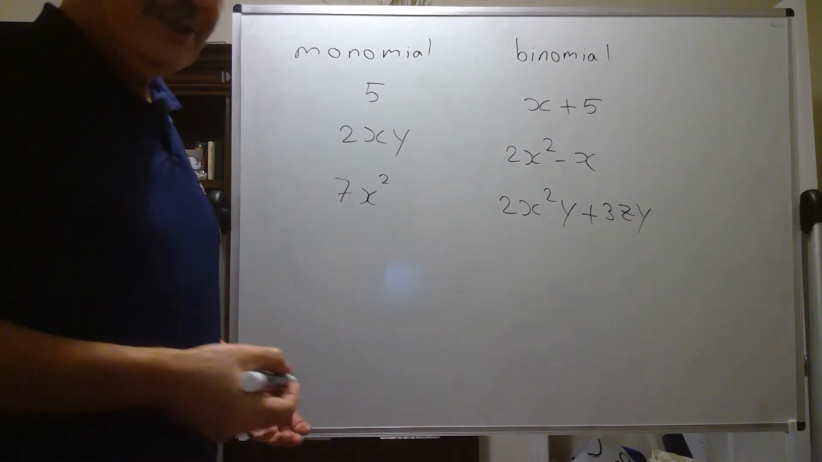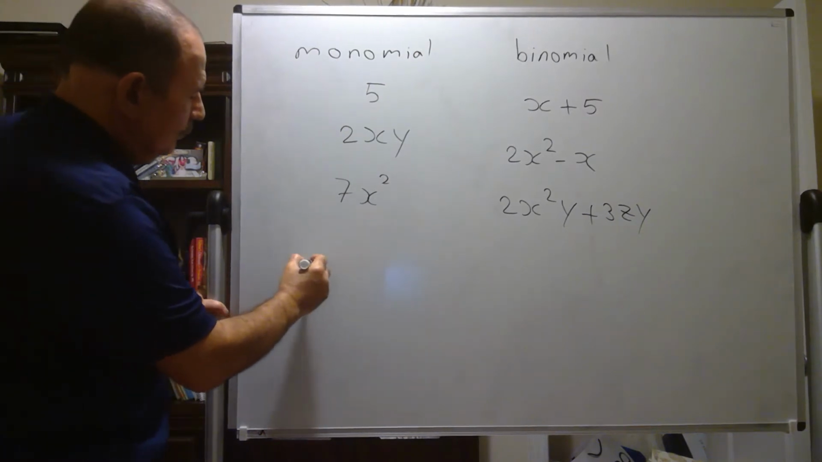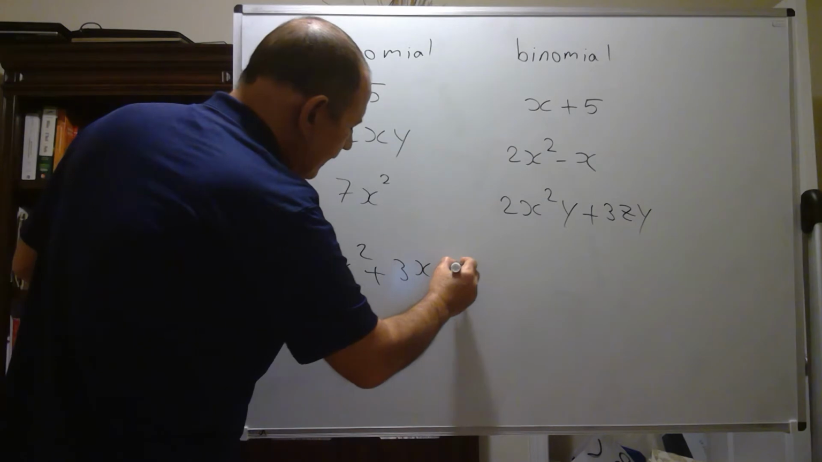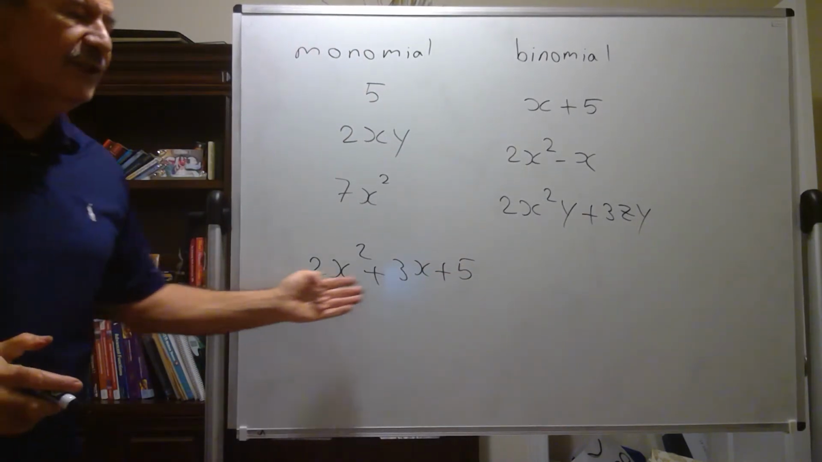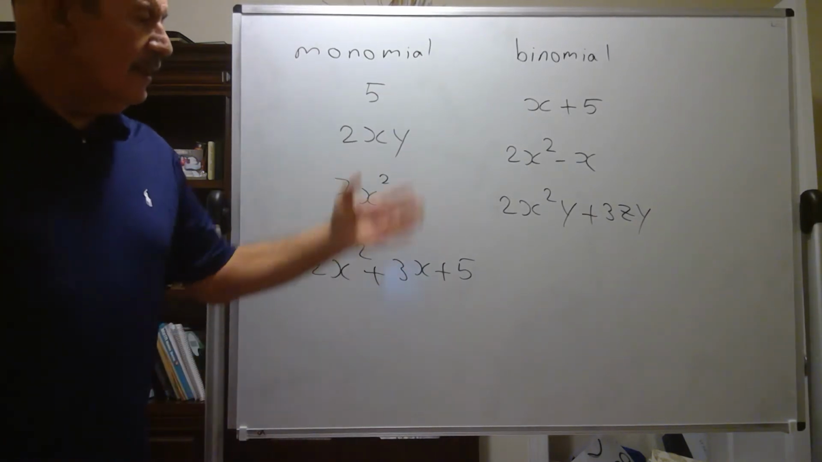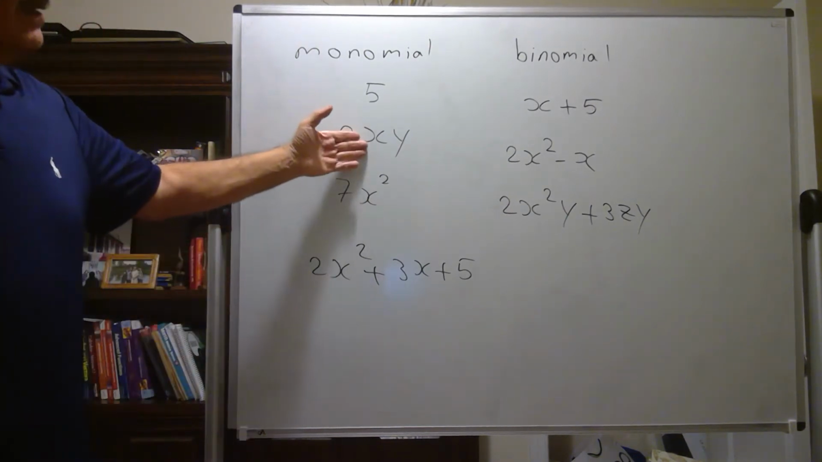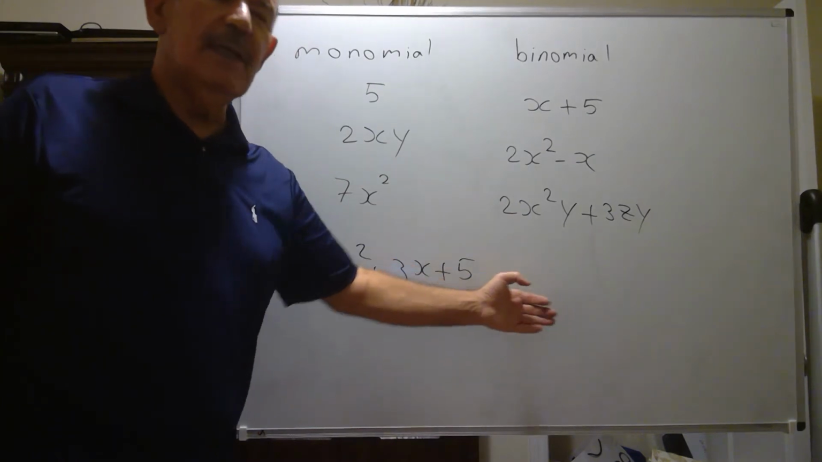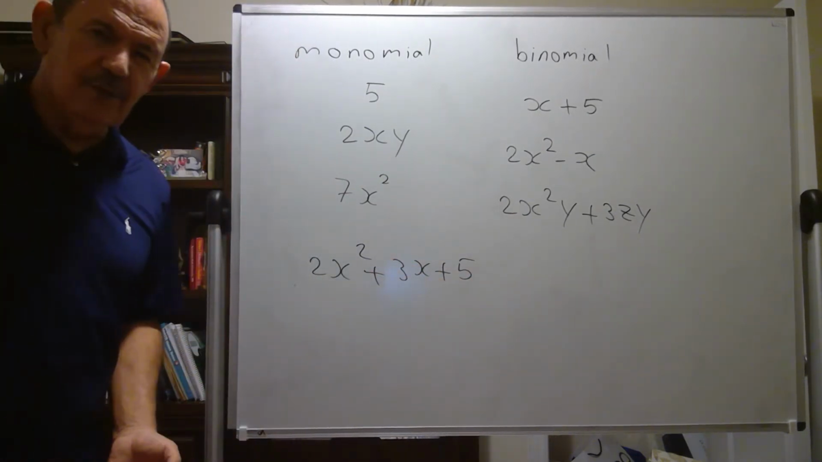When it has three terms, we call it trinomial. As an example, 2x squared plus 3x plus 5 is an expression with three terms. We call it trinomial. And in general, for all of them, we call it polynomials. This is a polynomial, a polynomial, a polynomial. If it has more terms, 4 terms, 5 terms, and so on, in general, we call them polynomials.